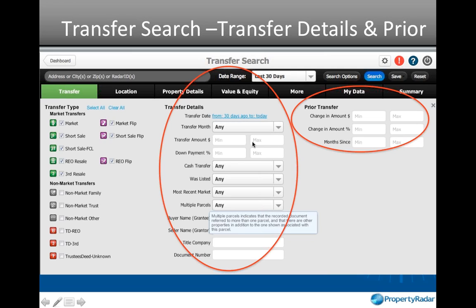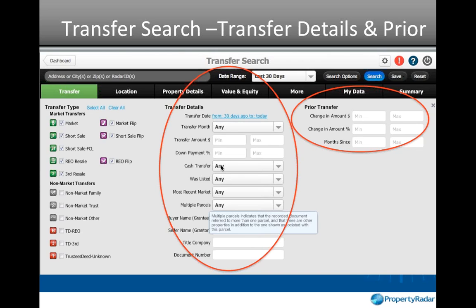The transfer amount, down payment. Now, this is something you won't find in the MLS or most other places. How much did folks put down? Was it a cash transaction, right? So if we don't see a loan right after the purchase, then they didn't borrow money and it's a cash transaction.